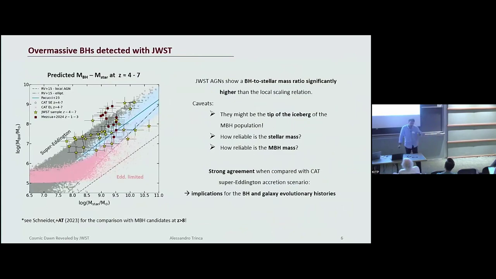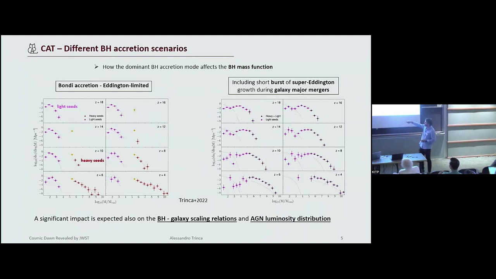Yeah. The important point is that what we assume here is that the period of super-Eddington growth is strictly linked to periods of enhanced dynamical interaction of the galaxy. Because if you just allow all your black holes to grow at super-Eddington rates, your lighter seeds are not able to grow at all, because if you assume standard Bondi accretion, you cannot manage to grow them in time. And on the other side, you would expect a very strong feedback from your more massive black holes if you just allow super-Eddington growth for all their evolutionary time.